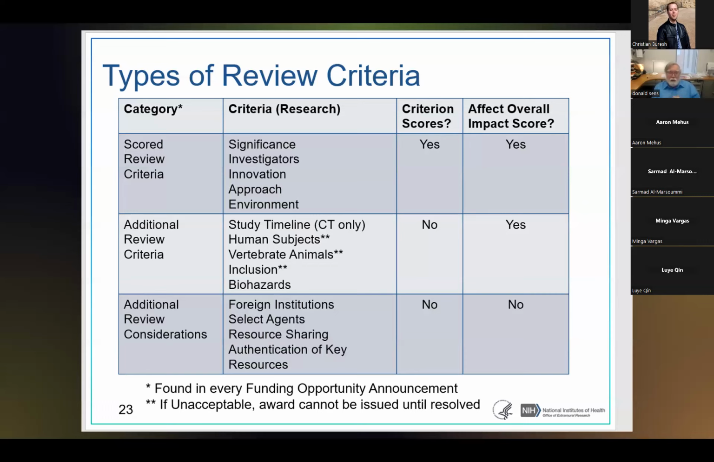Then there are some others on there, foreign institutions, none of which are scored. You have to give special consideration if you have a foreign institution. You have to show why you can't get that expertise in the United States. Select agents, resource sharing, authentication of key resources is a sort of new area where they want you to present your key resources and why you know they're going to be good. What they're trying to do is stop bad antibodies or other bad reagents from getting into the review process. Next slide.